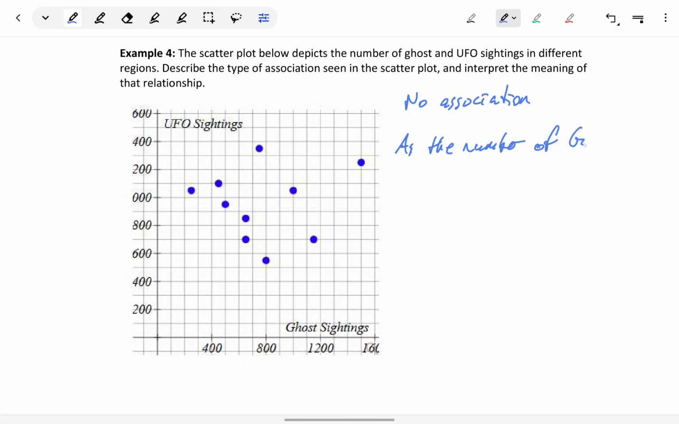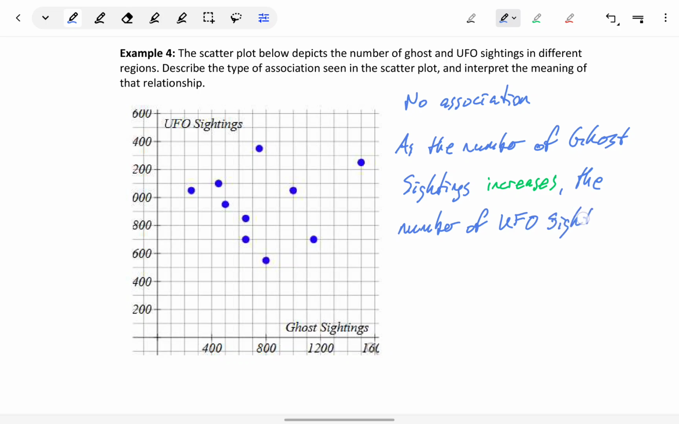So we would say that as the number of ghost sightings increases, the number of UFO sightings does not follow a discernible pattern.